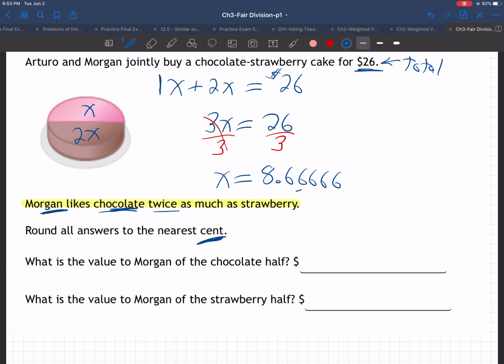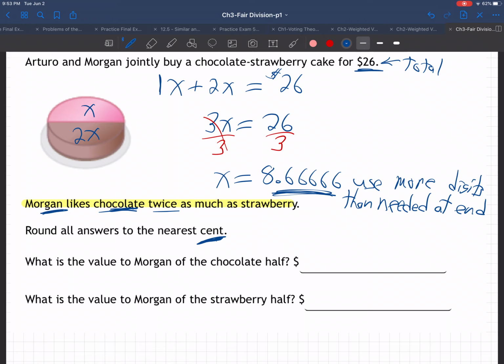The nearest cent. This would be $8.67 if we rounded it. But I'm not going to do that right now. I'm not done with the problem. I've got more work to do. So use more digits than needed at the end. So at the end I only need 2 decimal places. So I'm using right now 5. That's probably overkill, but good enough.